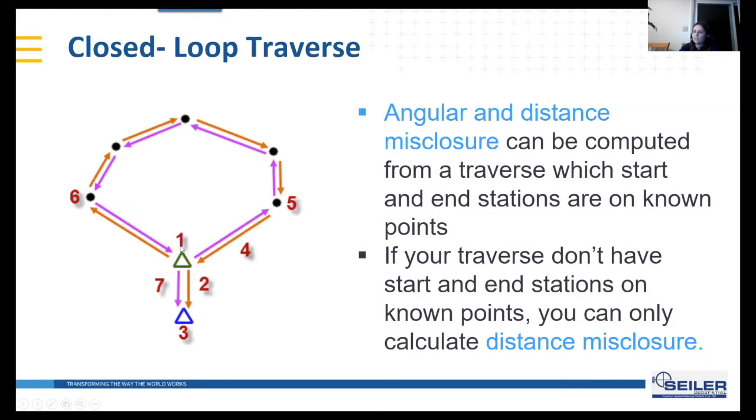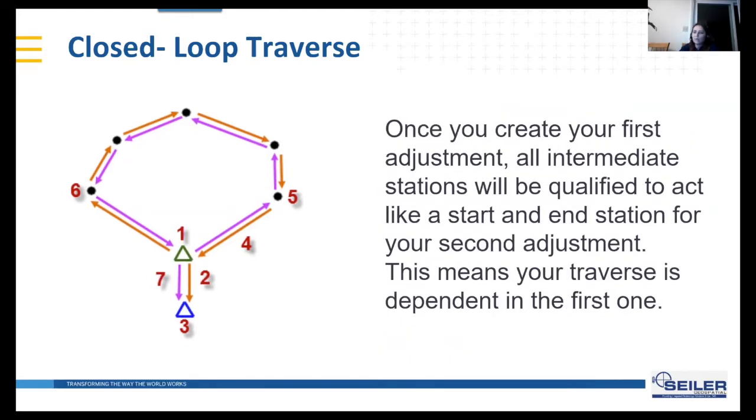Since the start station is on known point, we can calculate the angular and distance misclosures. But if your traverse don't have any start or end station on a known point, you will only be able to calculate the distance misclosure. And once you finish your first traverse adjustment, all the intermediate stations in here will act like a start and end station for your second adjustment. This means your traverse is just dependent on the first one.